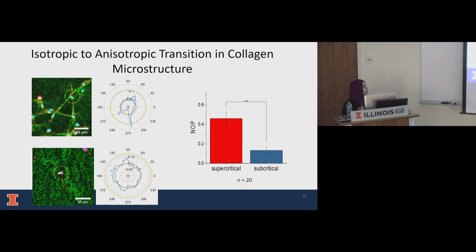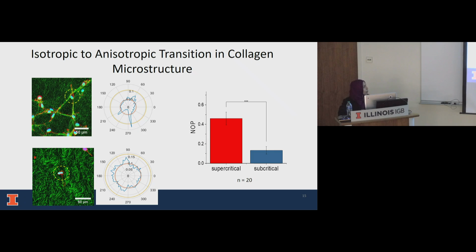The value of the nematic order parameter ranges from 0 to 1. 0 means perfectly isotropic, 1 means perfectly anisotropic. And as you can see, there is a difference in the anisotropy of the samples related to these critical densities. So from this, we could say that there exists an isotropic to anisotropic transition in collagen fiber distribution, which is related to the critical cell density.